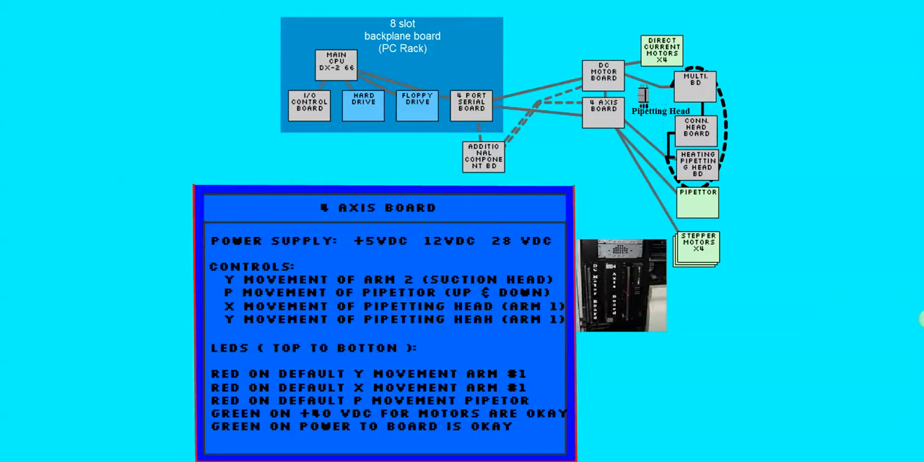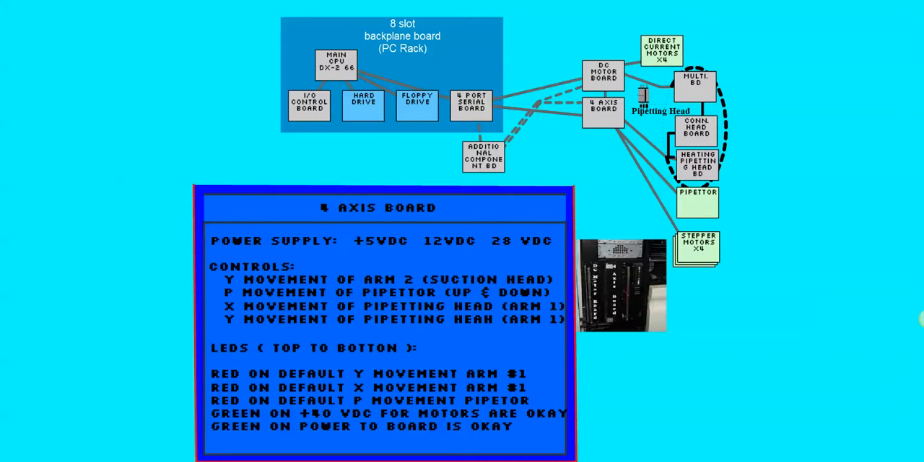Let's take one board at a time. Let's start with the 4-axis board. Again, the power supplies for that are plus 5 volts, plus 12 volts, and 28 volts AC. On this board there are 6 LEDs. The first 4 are for axis movements, Y1, X1, P1, and Y2 axis. The green one, which is D11, means the 40 volts power supply is okay, and the other green one, which is D5, basically states there is power going to that board.